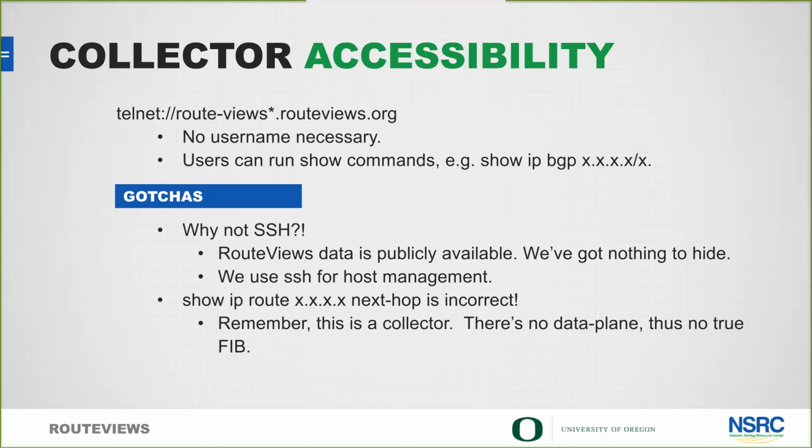The other one that we run into is people say, well, I can't do a show ip route, or the next hop in this route is incorrect. You've got to remember that this is a BGP collector, so there's no real data plane here. We're not actually forwarding traffic, so it's just control plane. So that's really where your ability to look into the routing table stops.